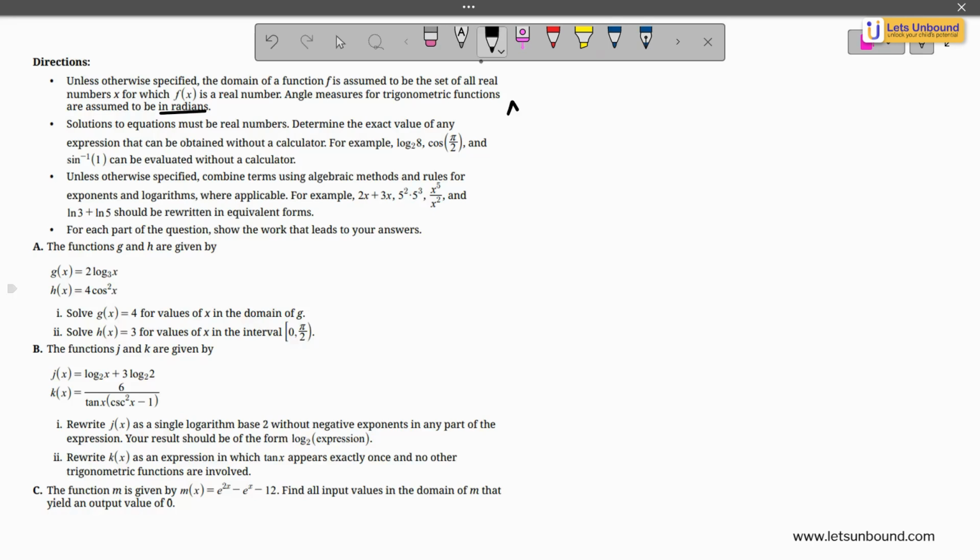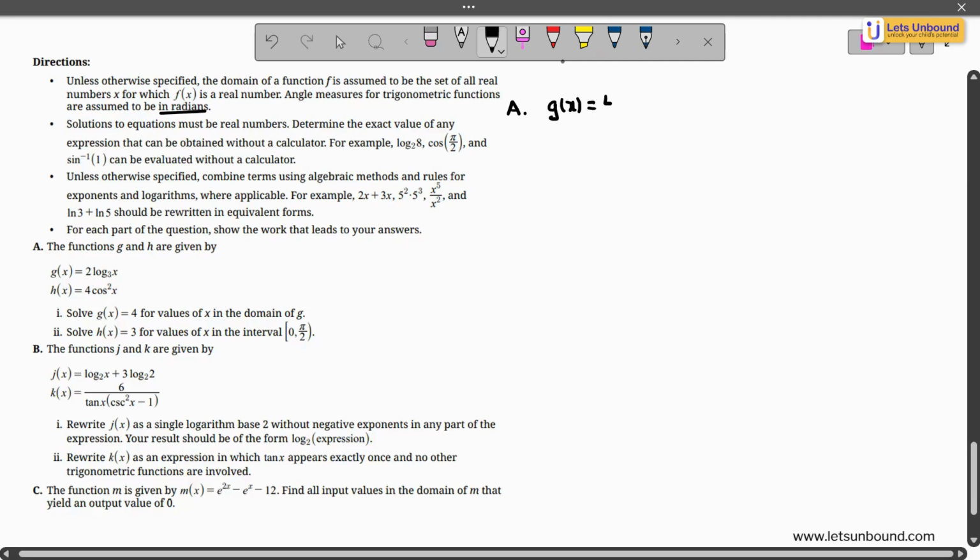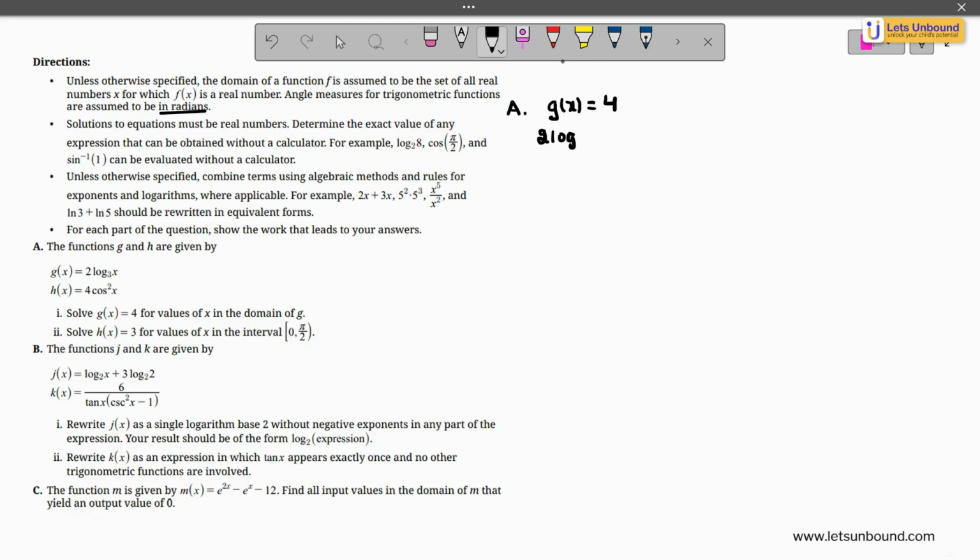The A part says, there are functions given, g(x) is 2 log base 3 of x, and h(x) is given as 4 cos squared x. We have to solve for g(x) equal to 4 for values of x in the domain of g, and the domain of g we will assume to be any real number. Let's see how we will solve for g(x) equal to 4. Now g(x) equal to 4 would mean 2 log base 3 of x is equal to 4.